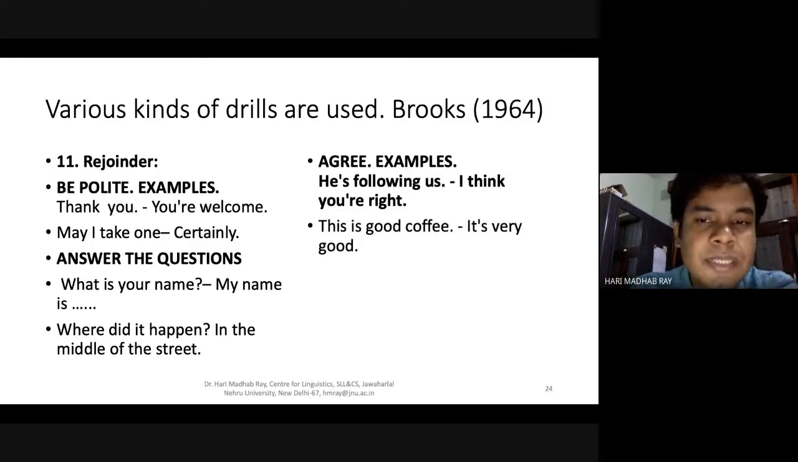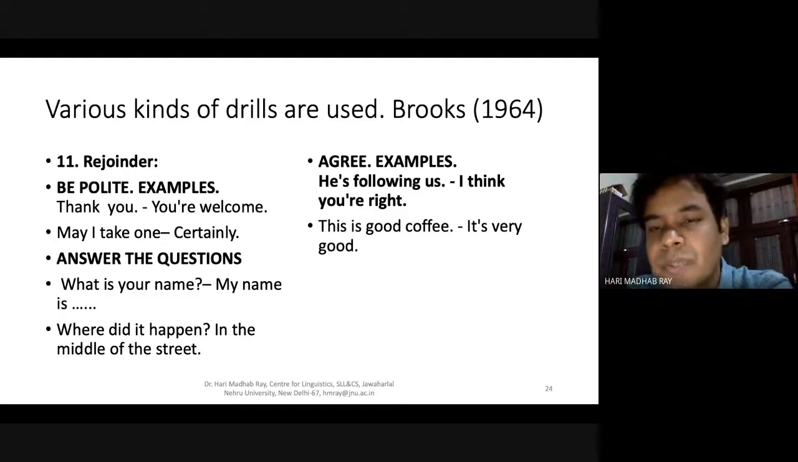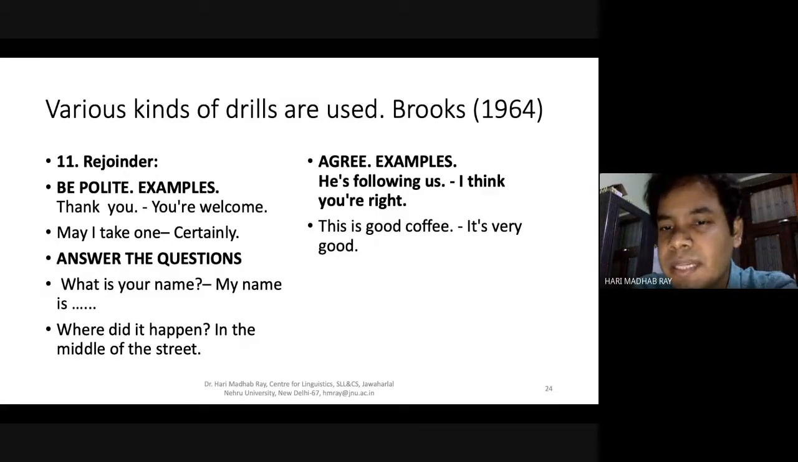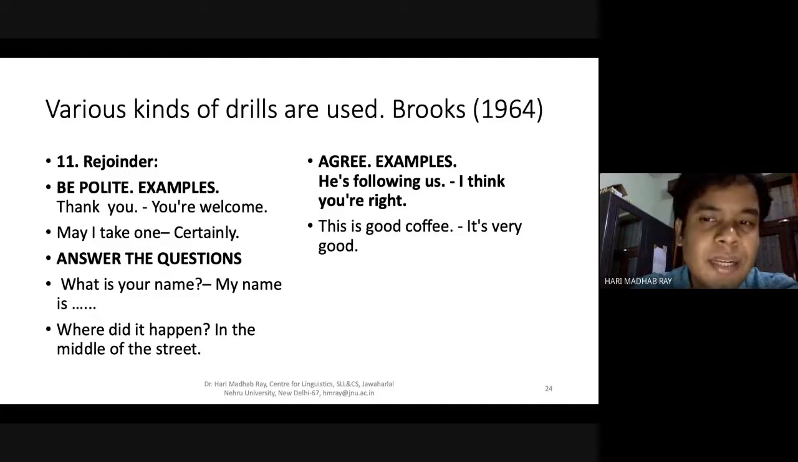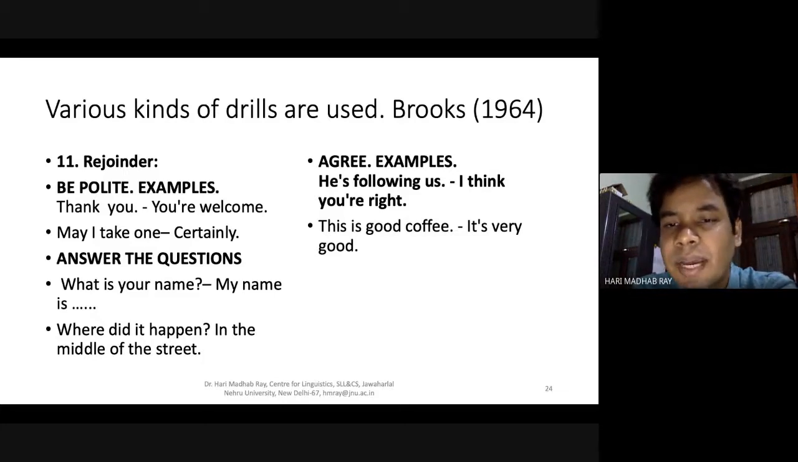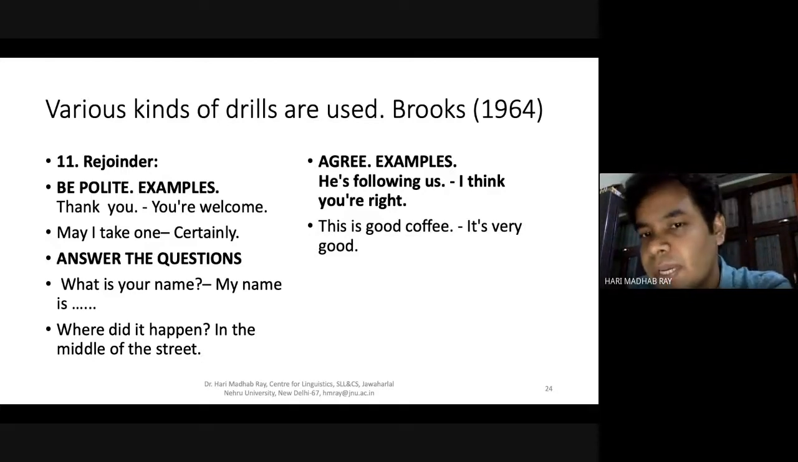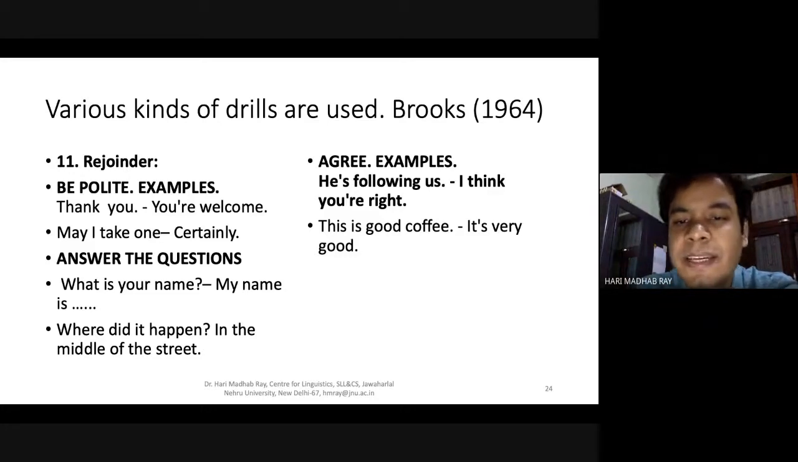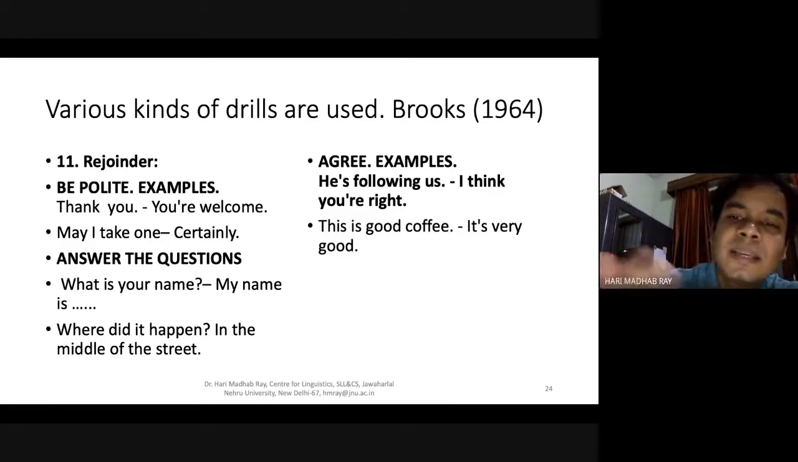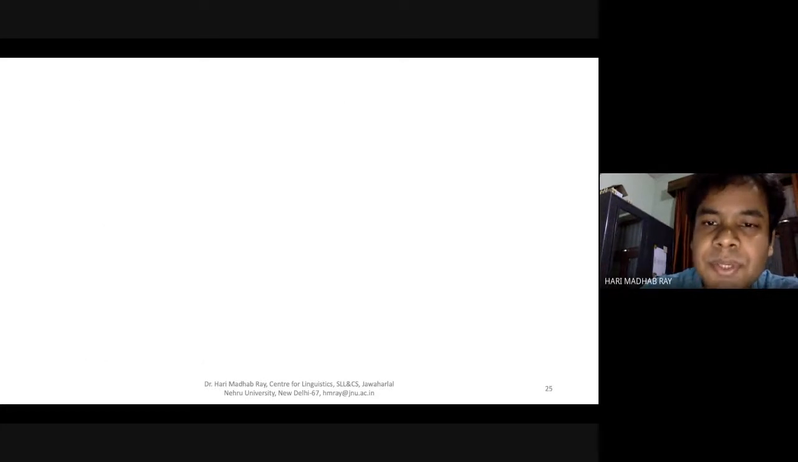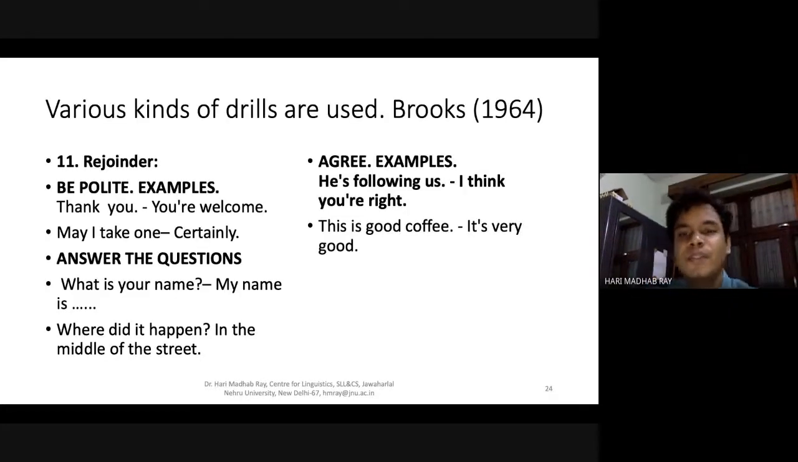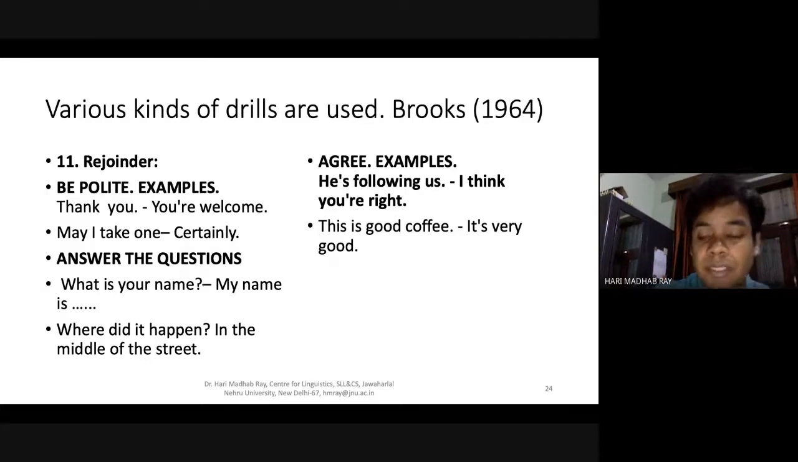And with agree examples: he's following us. So someone says he's following us. Let's say you want to agree: I think you are right. Especially in that context, he's following us, so I think you are right. This is good coffee. If you agree, let's say yes, or maybe it's very good. So those are agree examples in that particular context. If you disagree, for that also you have a different kind of reply, if you have surprise, shock and all other things. So just giving you one or two examples from that.